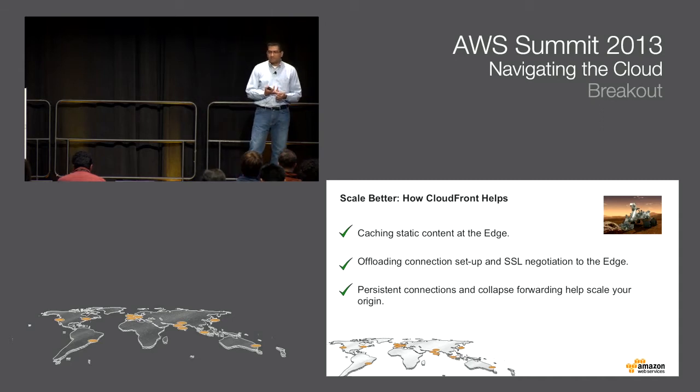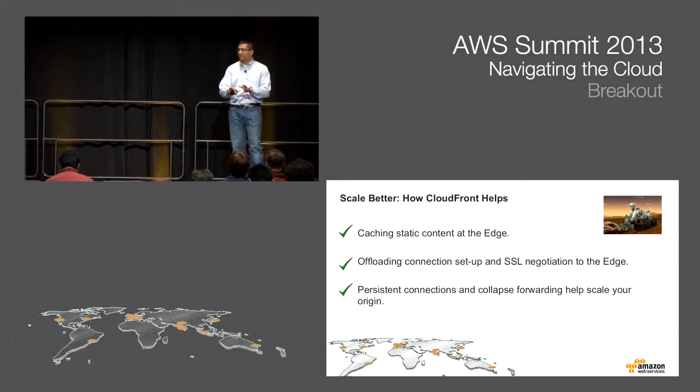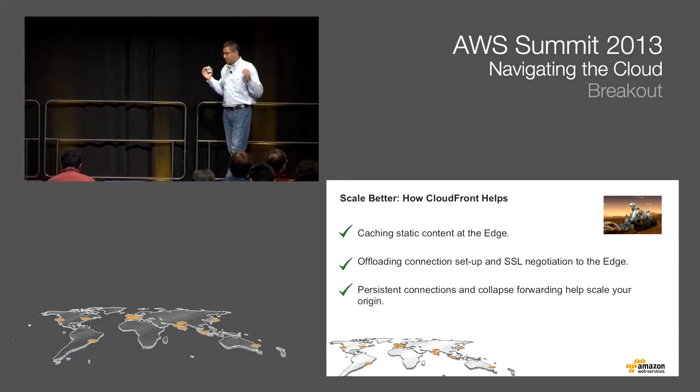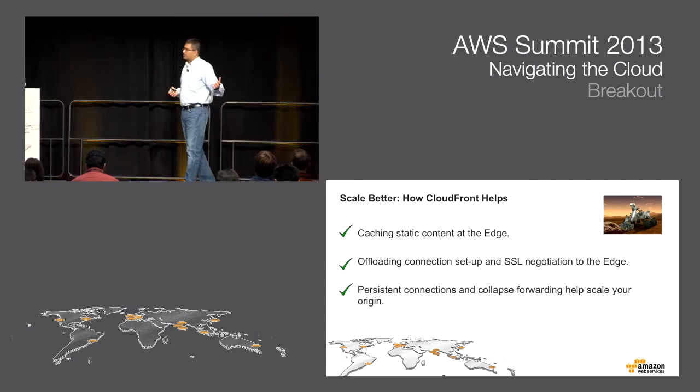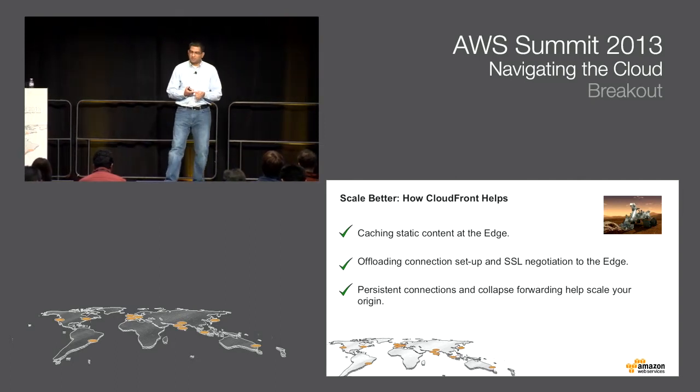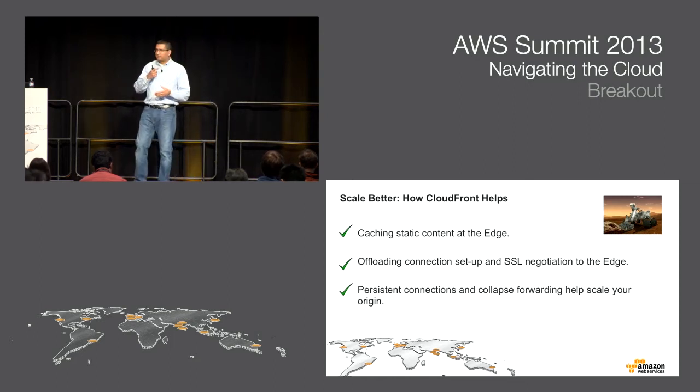Second, offloading connection setup and SSL negotiation to the edge. So let the CloudFront edge location handle that heavy lifting, and then use optimized connections to go back to the origin. And third, CloudFront uses persistent connections to the origin and also collapse forwarding, where if there are a number of requests coming to an edge location at the exact same time for the same piece of content, so in case you have a spike in demand for some content on your website, CloudFront will really help you offload your origin server by collapsing those requests into a single request or very few requests back to the origin server.